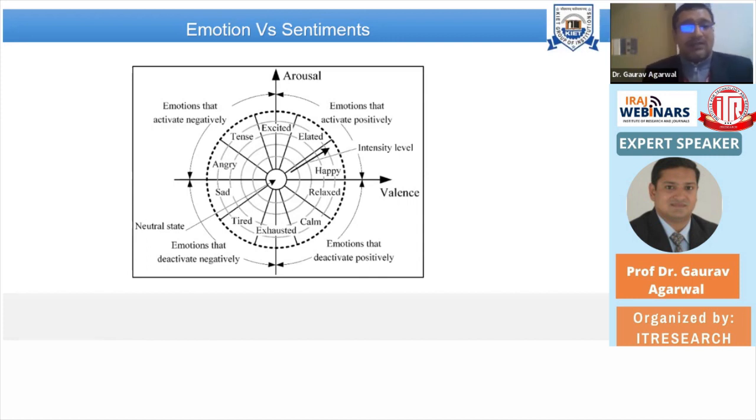So there is a very clear difference on the basis of valence and arousal. If valence is moving from negative to positive, it means a person is moving from an angry emotion to a happy or relaxed emotion. While if I talk about arousal, if the value of arousal is moving from negative to positive, it means the person is moving from an exhausted state to an excited mode.